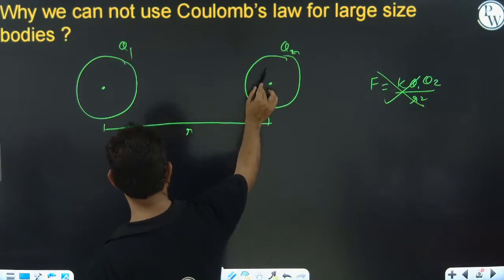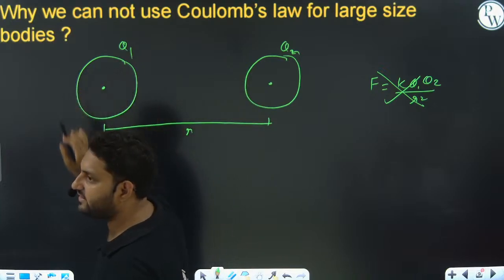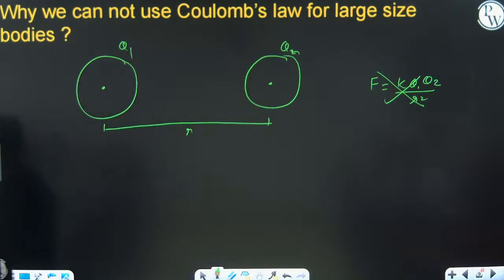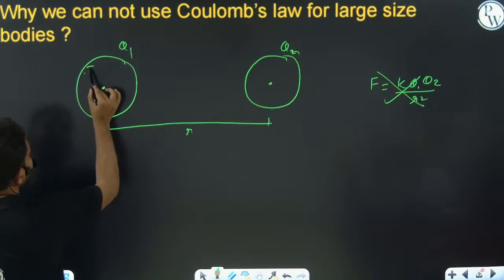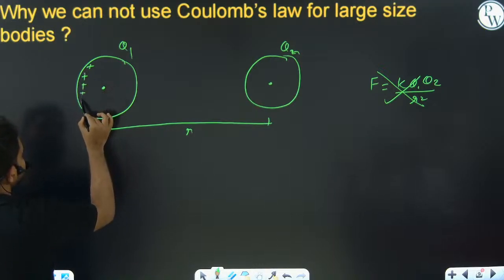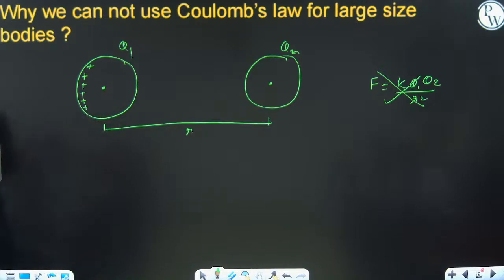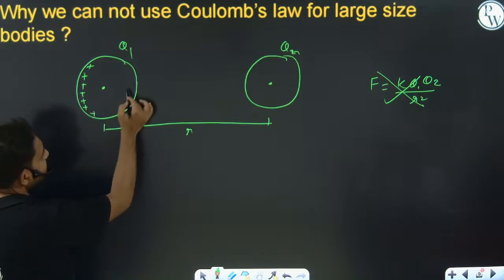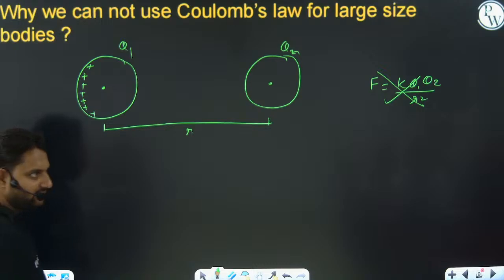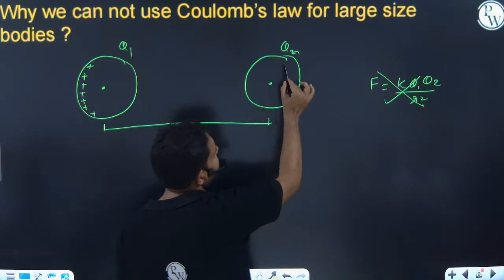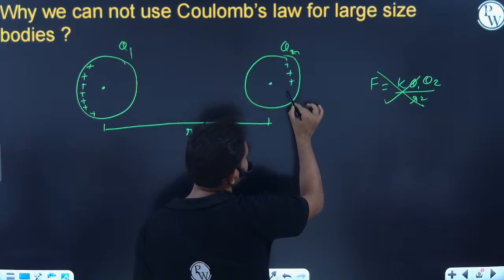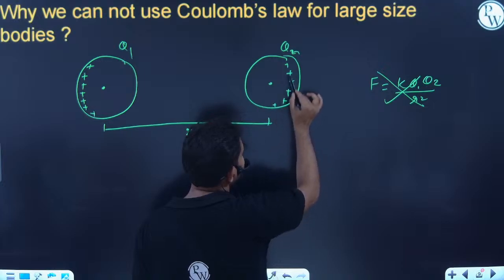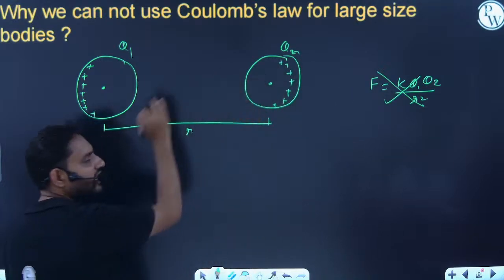Because of this, the positive charge will be repelled. So this will not remain a uniform distribution. This charge will come to this side because of the repulsion. More charge will be on this side, less charge on this side. Are you getting me? The same will happen with this body also. Charge will be repelled, so more charge will be on this side and less on the other side.